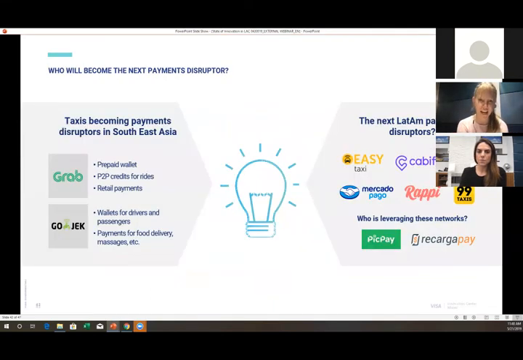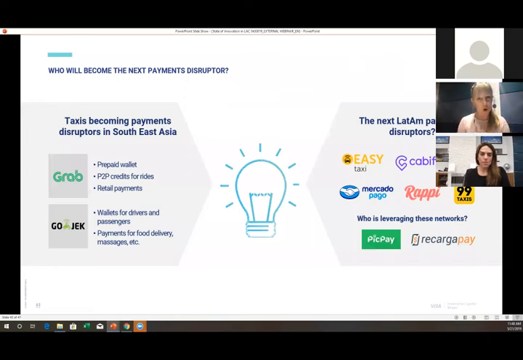Going on to the next slide, now that we have all this information, who will be the next payments disruptor in Latin America? When we look to other world regions, specifically Southeast Asia, which can be similar to Latin America in some ways, we see examples of ride-hailing companies, Grab and Gojek, making a pivot, making a successful leap into the payments industry.